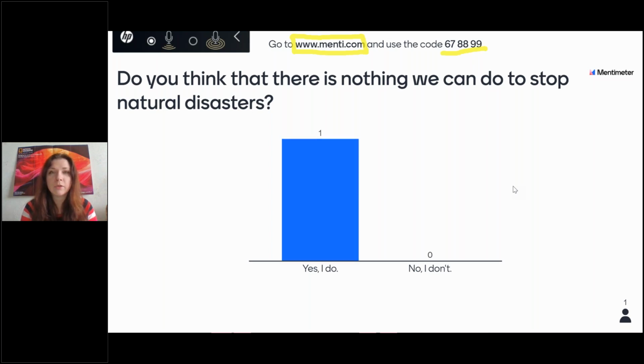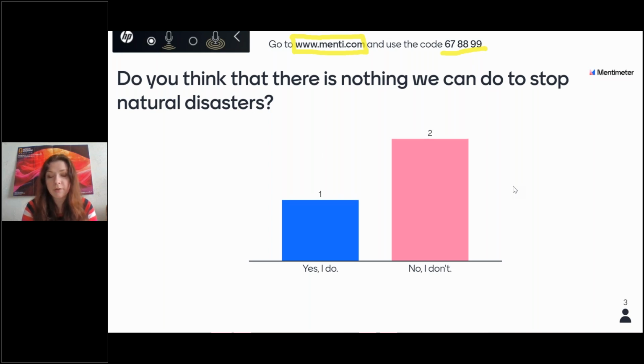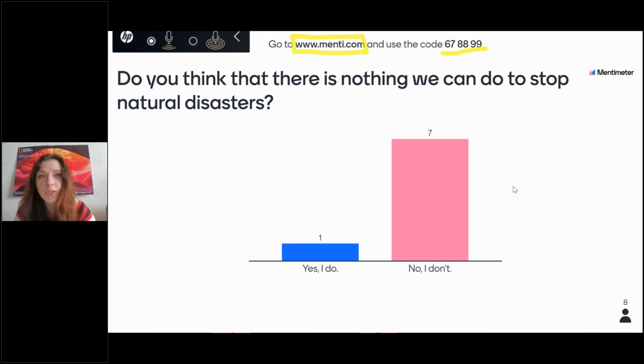You enter the code. So that is a question without the correct answer. These are just your ideas. What do you think? Do you think that there is nothing we can do to stop natural disasters? You think that I do, it means nothing we can change? I don't agree with the statement. There is something we can do to stop natural disasters.